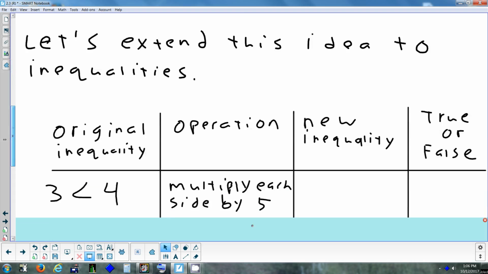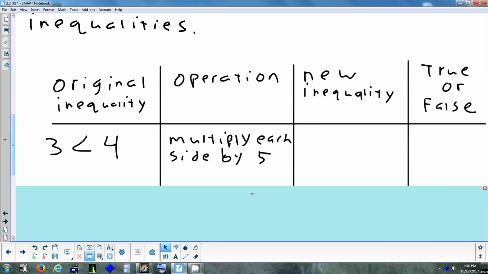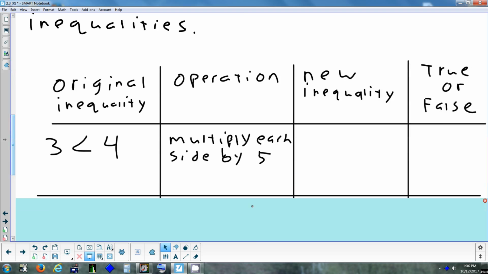Okay, let's look at this. So you guys have this chart already printed, some of it. We're going to fill in the column that says new inequality, and then I'm going to ask you if you think it's true or you think it's false. All right, so we're starting with the inequality 3 is less than 4. How many people think that's true? 3 is smaller than 4. Anybody think it's false? Okay, good. You're all right. 3 is less than 4.